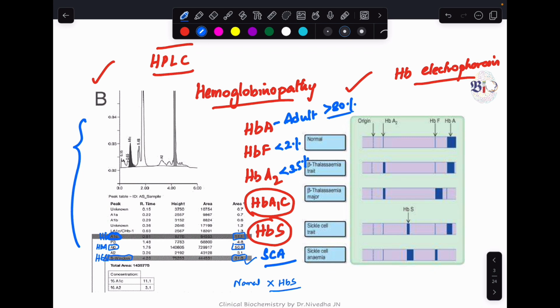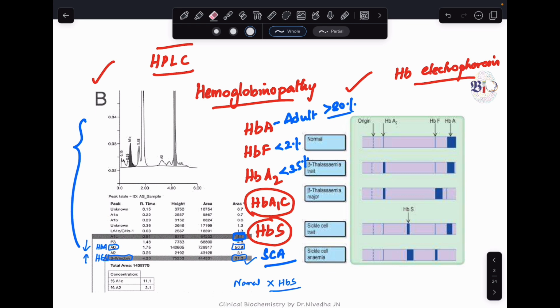So it means that the HbA level has reduced, HbS level is increased. Yes, and also you should know the fact that HbF can elute along with HbA1c. Okay, so maybe this is the reason that along with HbF and HbA1c, the fraction is a little bit more here. So what is the take home point here?